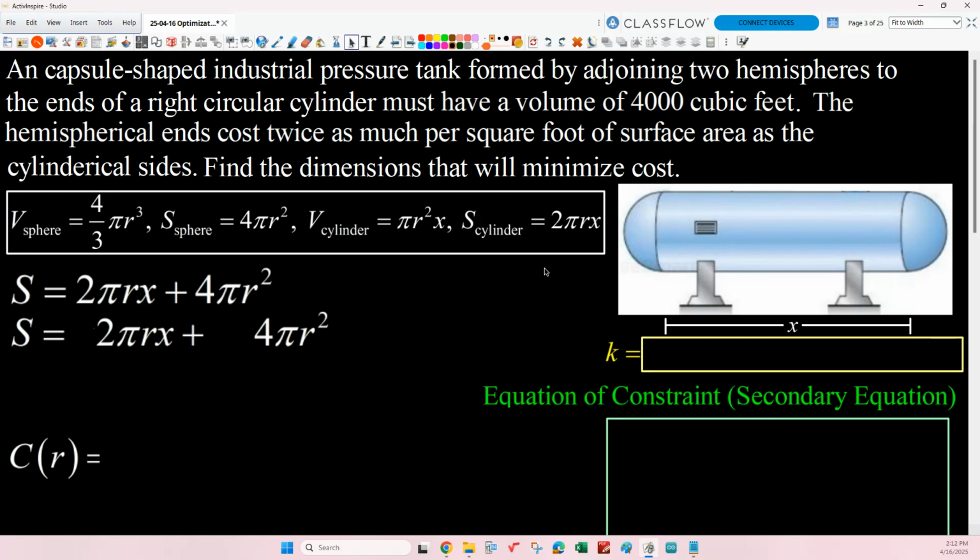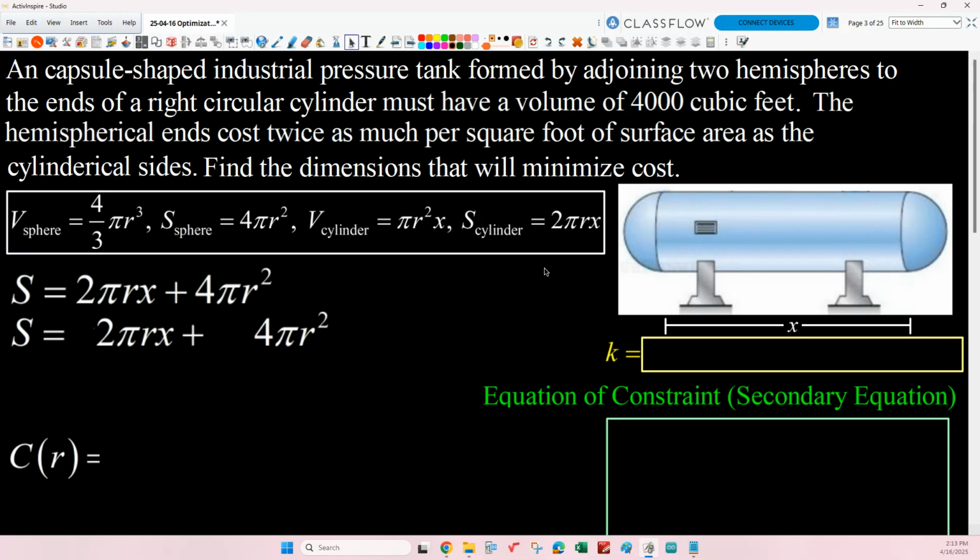This one must have a volume of 4,000 cubic feet. The hemispherical ends cost twice as much per square foot of surface area as the cylindrical sides, because they're harder to produce, presumably. So we're supposed to find the dimensions that will minimize cost. How are we going to do that? Is minimizing cost in this case the same thing as minimizing surface area? Is it? How come? Because the hemispherical ends cost twice as much per square foot.